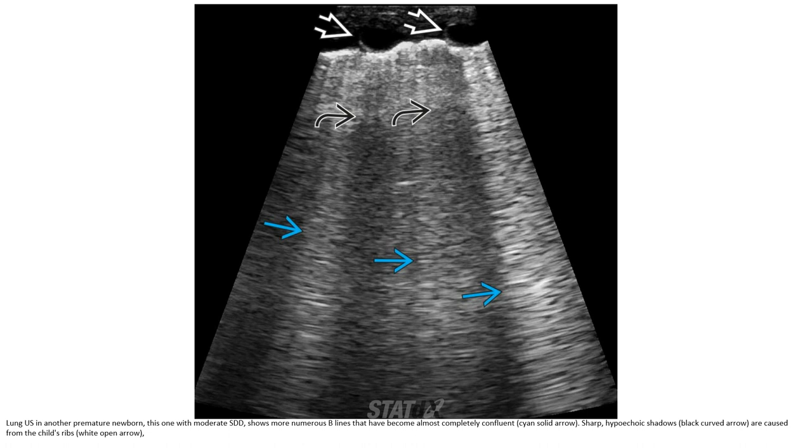Lung ultrasound in another premature newborn, this one with moderate SDD, shows more numerous B lines that have become almost completely confluent, with a sharp hypoechoic shadow caused by the adjacent rib.